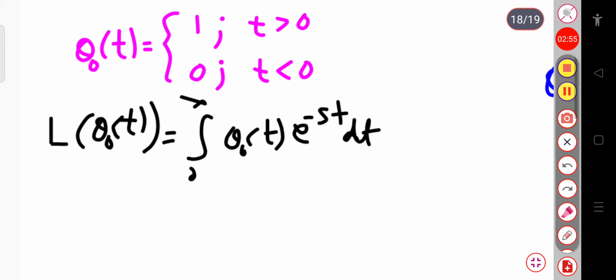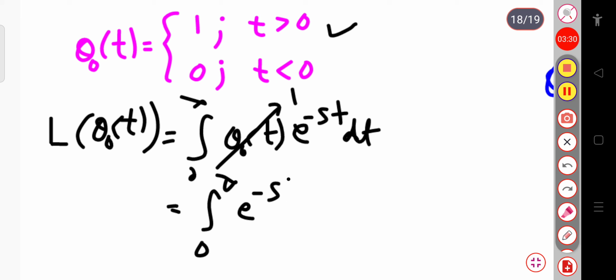For the unit step function, theta naught of t equals 1 for t greater than 0. Because when t is less than 0, its value is 0, so for this integration that part will be equal to 0. But when the t value is greater than 0, theta naught of t will be equal to 1. So we can write this as 1 times exponential minus st dt, that is the integral from 0 to infinity of exponential minus st dt.